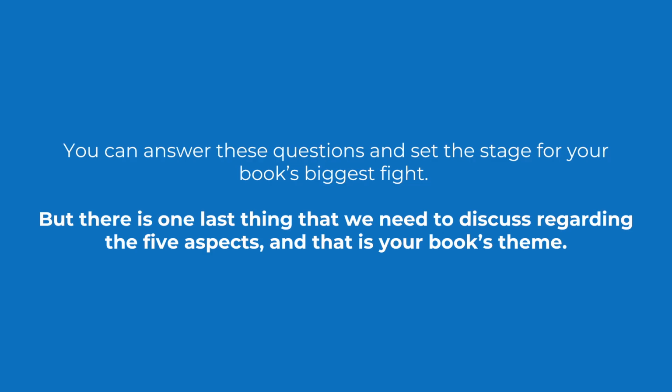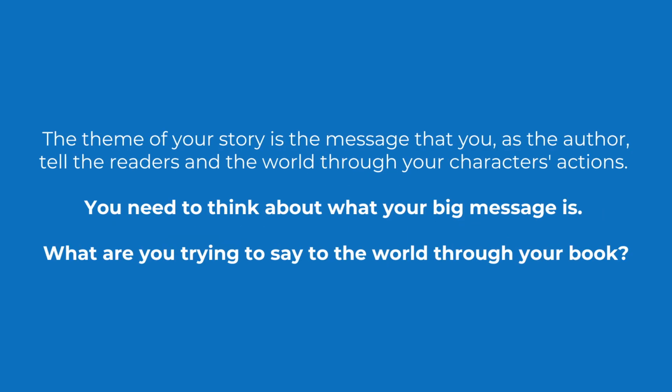But there is one last thing that we need to discuss regarding the 5 aspects, and that is your book's theme. The theme of your story is the message that you, as the author, tell the readers and the world through your characters' actions. You need to think about what your big message is. What are you trying to say to the world through your book?